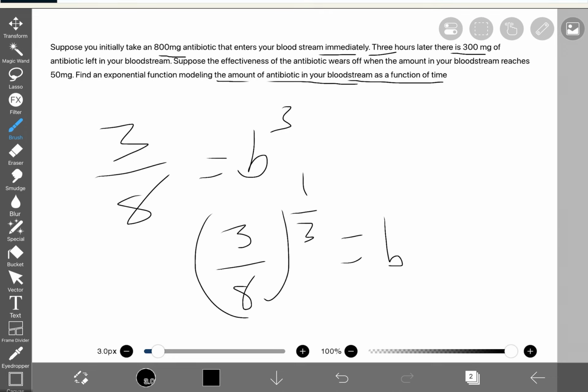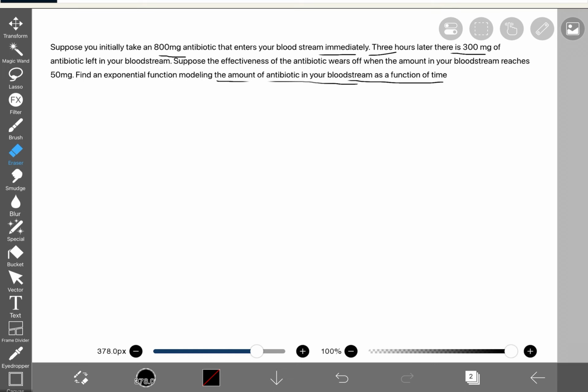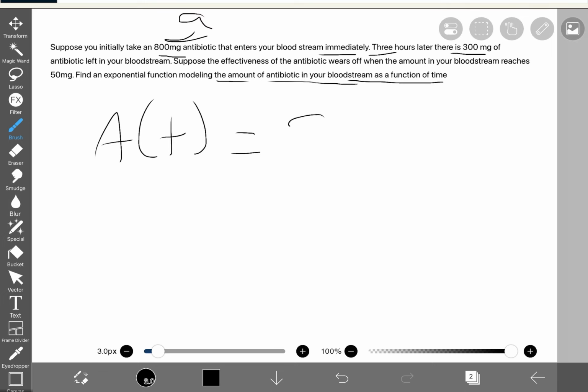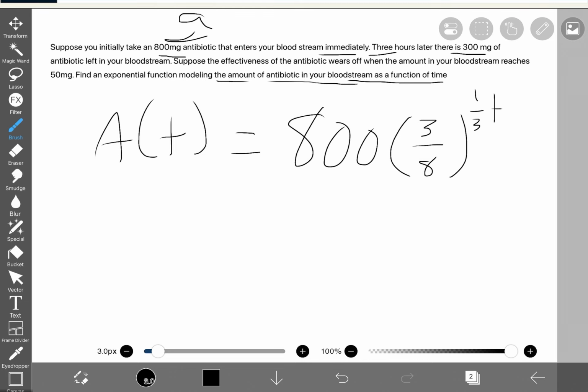And so if you plug that back into your equation, A of t is going to equal... A is supposed to be your starting value. You already have your starting value. That's A right there, right? So 800 times, and b is going to be 3/8 to the 1/3. And if you remember from the last video when I explained this, an exponent to an exponent is just multiplying exponents. So if this is all to the t, it's just going to be multiplying. So 1/3 to t, and that's your equation right here.